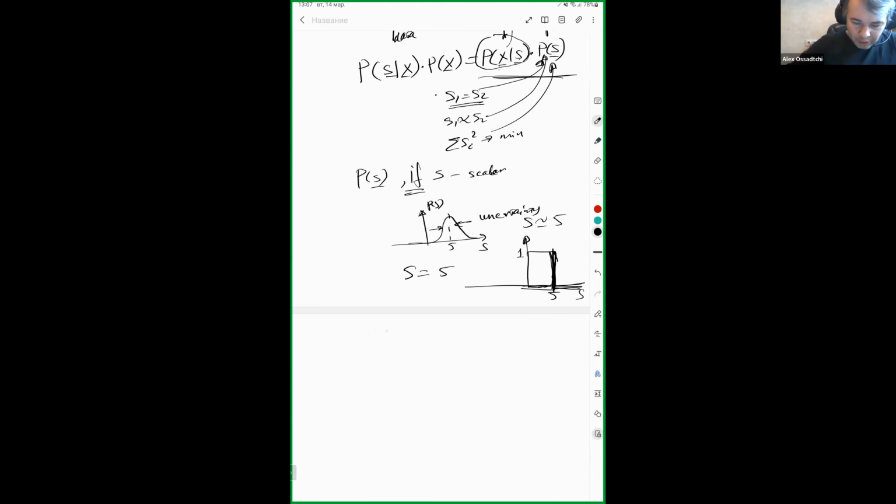So if S is a vector, I will draw it horizontally, as a transpose. Then clearly you have S1, S2, S3, and so on up to Sn, small n, big N sources. That's your vector, and the probability density function has to be about a vector. It's not about the scalar, but about the whole vector.